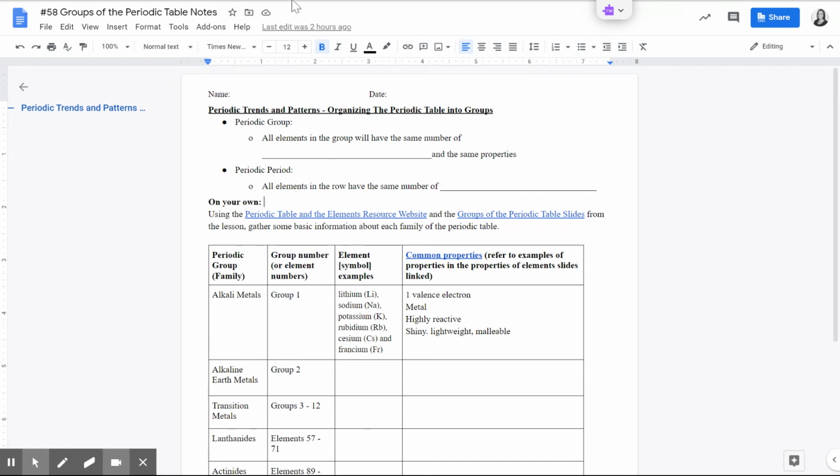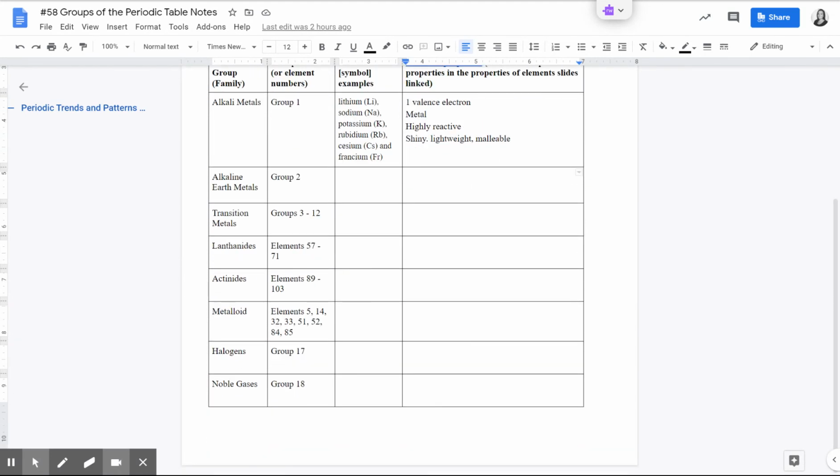For the common properties, on either the website or the slides, you can read that alkali metals, because they're in the first column, have 1 valence electron. They are metals, they are highly reactive, and they are shiny, lightweight, and malleable. So your job is to do the 7 other major groups, using the information from the website or from my slide presentation.